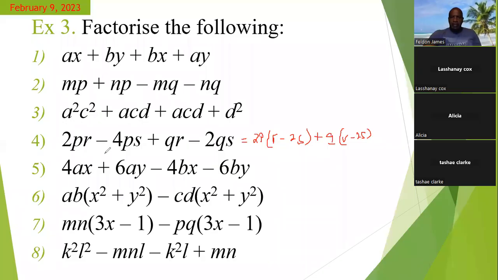All right, guys. So as I was saying, for the first pair for question 4, we saw that for the numbers, 2 would be the common factor, the HCF, because the highest number that can go into 2 and 4 would be 2. And for the letters, we see that P is common. So our HCF is simply 2P. So pick out 2P. Divide each term by 2P. 2PR divided by 2P. The 2P's cancel, leaving R.